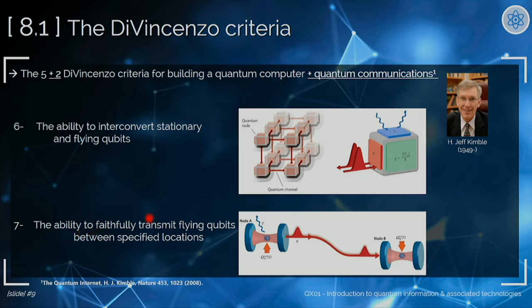And that's the second criteria within these two added: you have to have the ability to faithfully transmit flying qubits between specified locations. So that means that once you convert your information to photons, the photons are going to go to the next node, but in between, in this quantum channel here, the information has to be safe and secure and remain quantum, in order to faithfully transmit the quantum information from one node to the other. So there are people working on that.